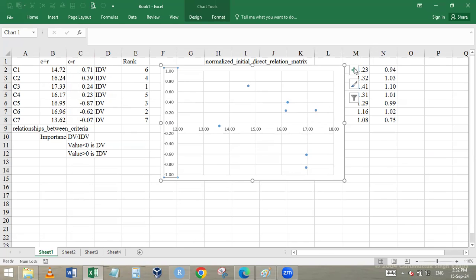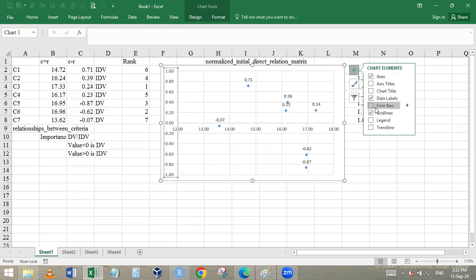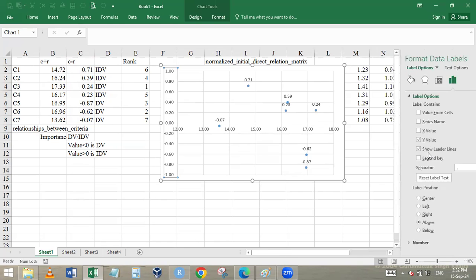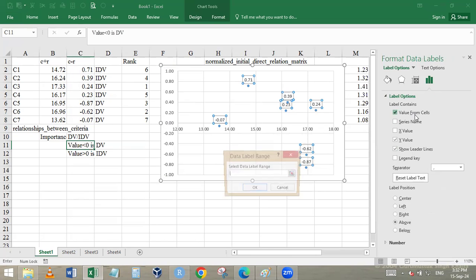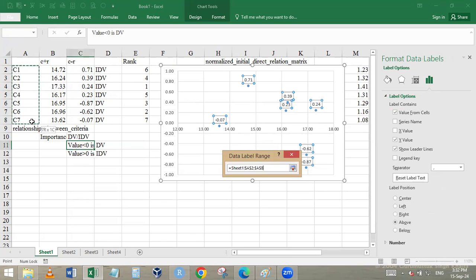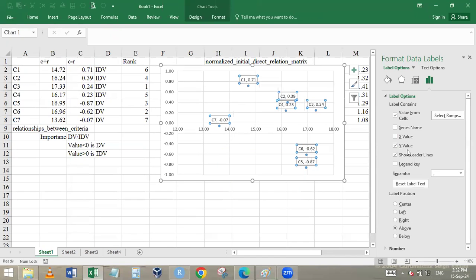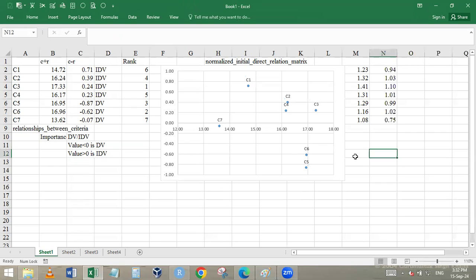What are their names? Click on this data label. You want to give names like C1, C2, etc. In the data label, go to more options, and here is the option Value From Cells. Now where are the values? These are the values. Okay, and remove the Y values. I think it's okay. On the top, C1, C2, C3, C4 are the IDVs, and 5, 6 are the DVs. C7 is something like a standalone, just on the border and very much away.